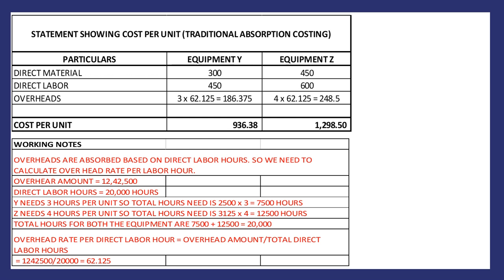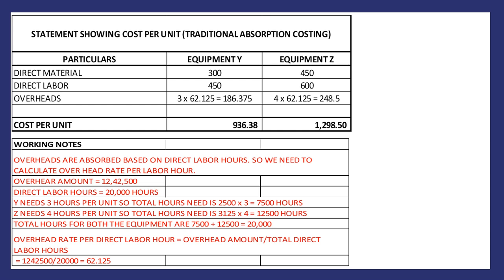Equipment Y needs 3 hours, so 3 hours multiplied by 62.125 per hour equals $186.375. Coming to equipment Z, it needs 4 hours, so 4 hours multiplied by 62.125 equals 248.5 per unit. If you add direct material, direct labor, and overhead cost, the total cost per unit is $936.38 for Y and $1,298.5 for Z. If you want the total cost, you can multiply by the number of units. This is the cost per unit calculation under the traditional absorption costing method.